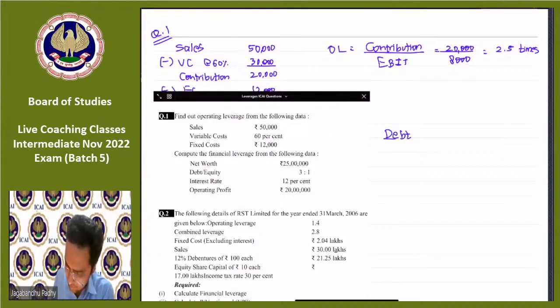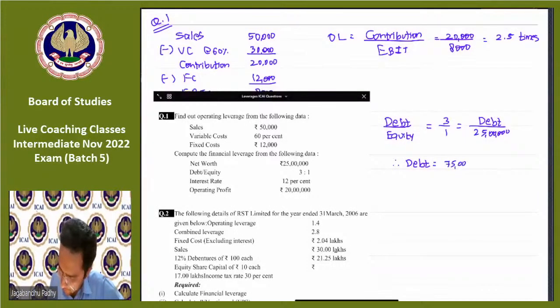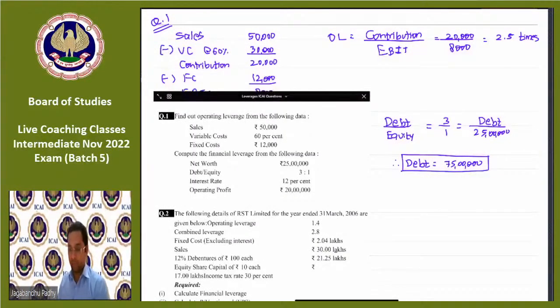by saying that debt upon equity is 3 upon 1. Now, net worth itself is the equity shareholders' fund. We have net worth as 25 lakh, and therefore we get the debt value as 75 lakh. Debt is 75 lakh, right? Debt amount is 75 lakh.